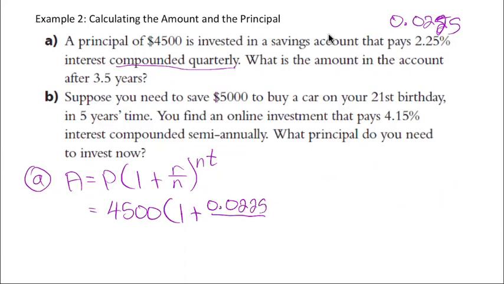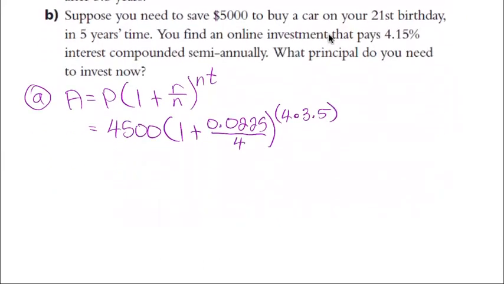0.0225 all over, compounded quarterly, 4, raised to the power of 4 times how long is it in for? 3.5. Now notice I put my exponent in a bracket because I have to do that math before I raise that thing to the power. Otherwise it'll be in your calculator, but your calculator won't be doing what it needs to do. So if you punch this in your calculator, kind of as it's written, you'll be totally fine.